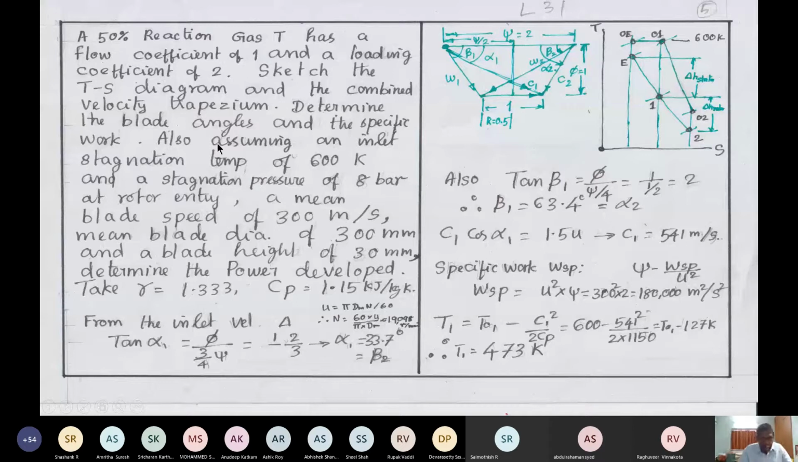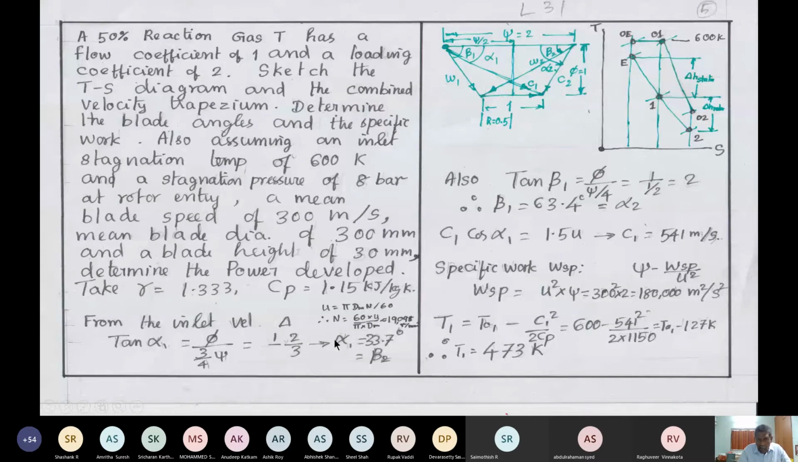Now coming back here, sketch the TS diagram, the combined velocity trapezium, determine the blade angles and the specific work. Also assuming the inlet stagnation temperature of 600 K and stagnation pressure of 80 bar at rotor entry, a mean blade speed of 300 meters per second, mean blade diameter of 300 millimeters, then blade height is given. You are asked to find out the power developed.